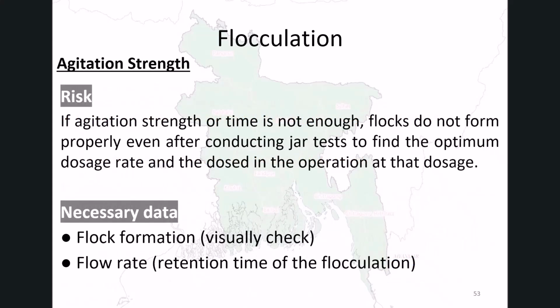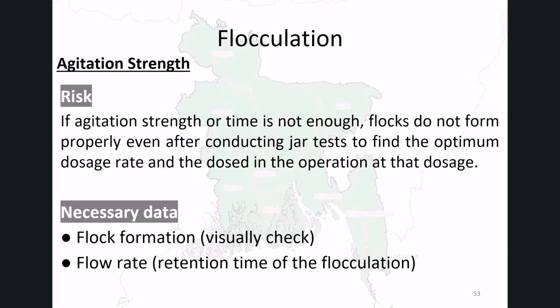If agitation strength or mixing time is not sufficient, flocs will not form properly even when jar tests are conducted and the optimum alum dosage is correctly applied. This is a very common misunderstanding in plant operation. We tend to focus on the chemical dosage first, but the real problem is often hydraulic.